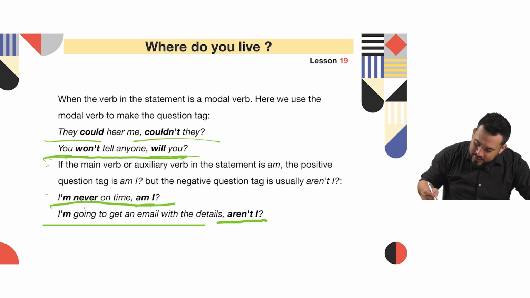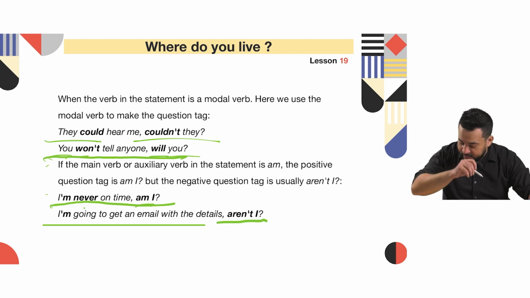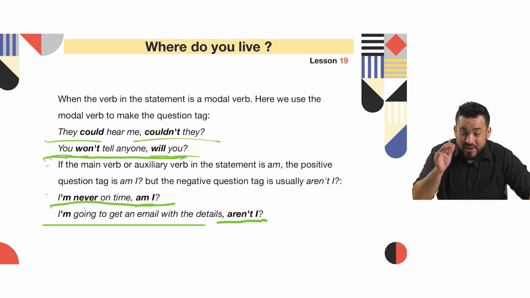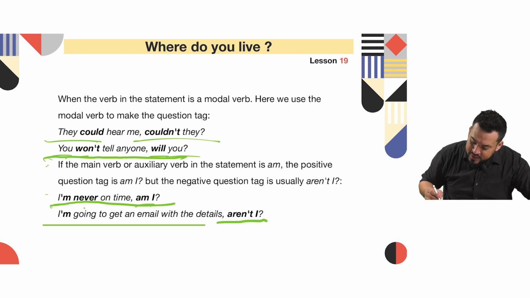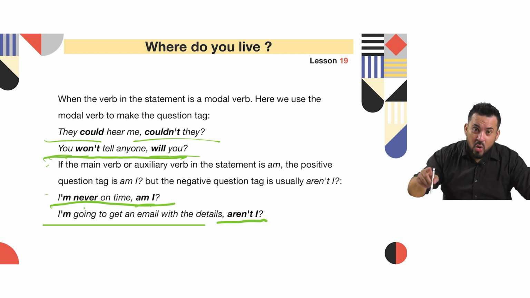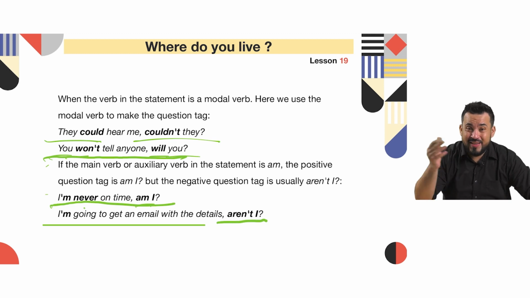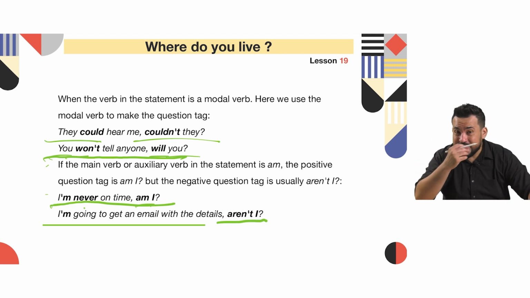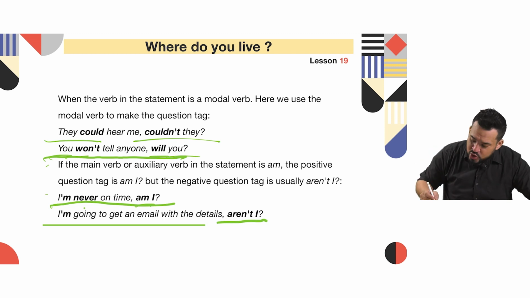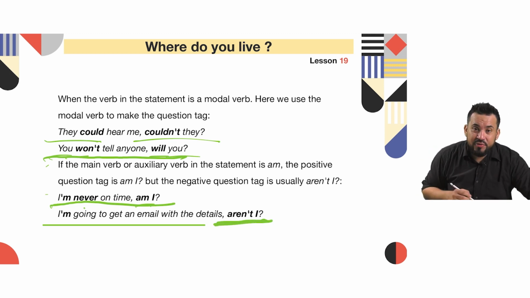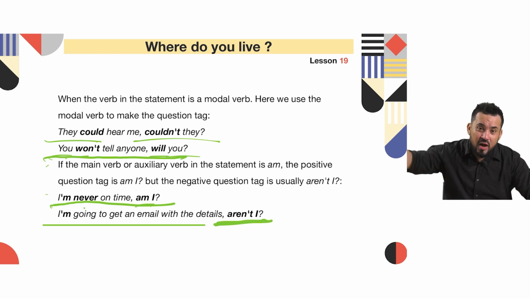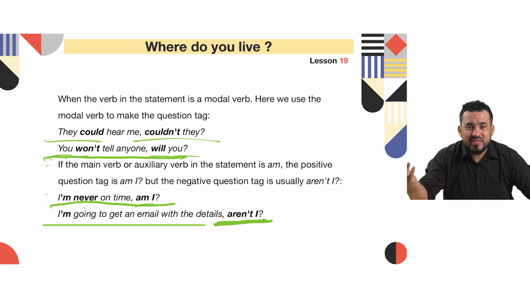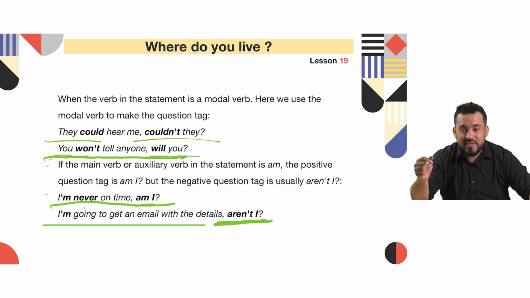Now for I, we can use two forms here. We can say, I'm going to get an email with the details, aren't I? Or we can say, I am going to get an email with the details, am I not? Am I not is correct, but it sounds a bit weird. That's why we normally just say, aren't I? Instead of saying am not I, or am I not, it just sounds a bit weird. So we just say, aren't I? It's just easier.